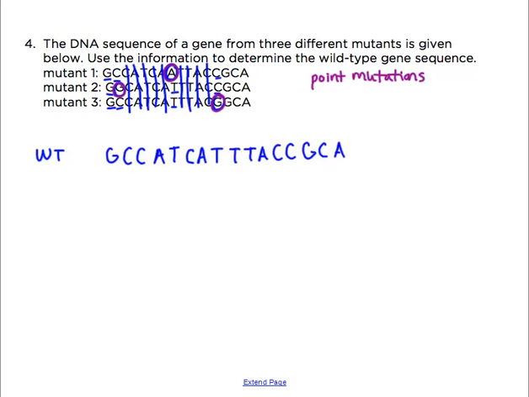Now it doesn't ask for us to do this, but we might as well go through and say what type of mutation each of these mutants have. So for mutant 1, in the wild-type gene at that base position, the wild-type gene had T, and now this mutant has A. So it went from a T to an A. Now that is a pyrimidine to a purine, and that is a transversion.